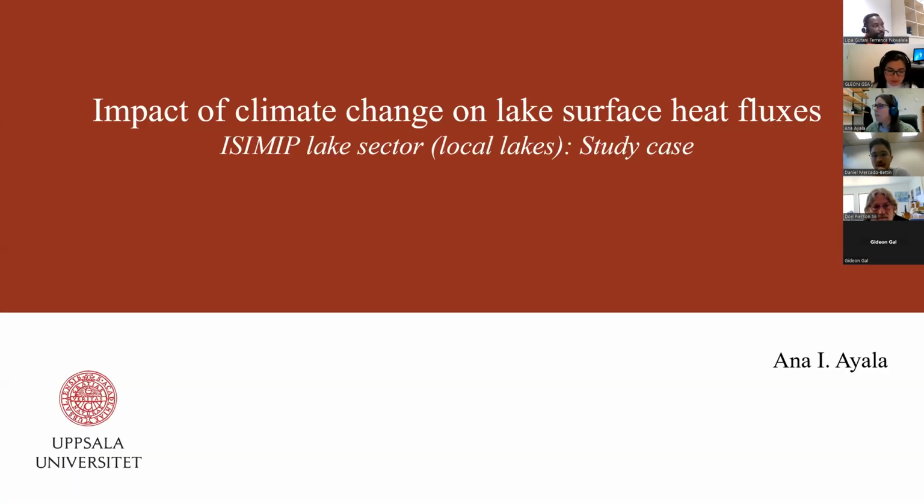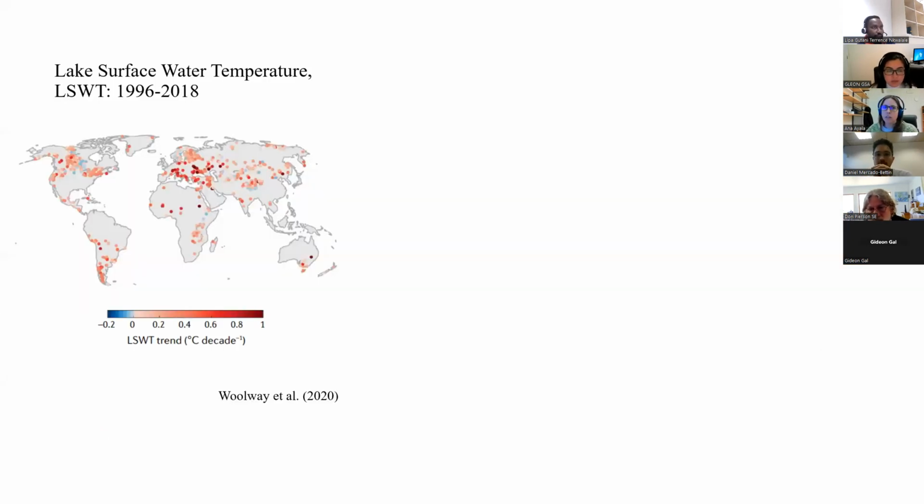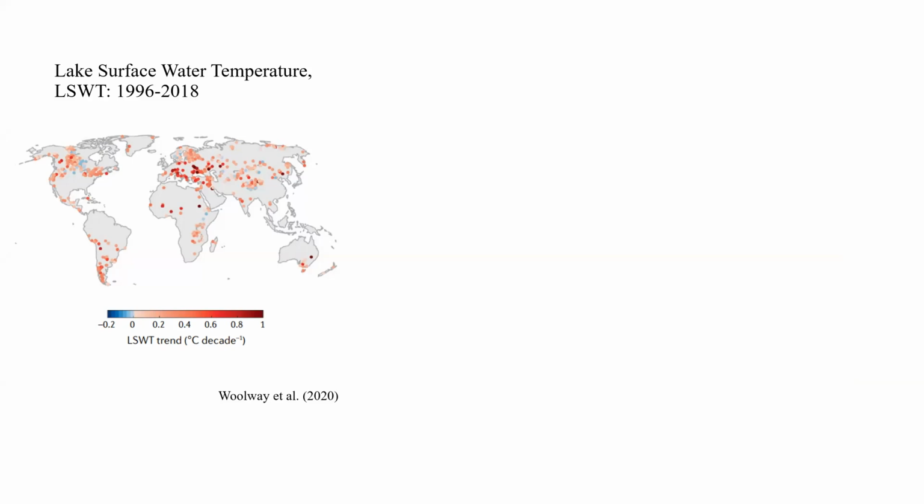So good afternoon, everyone. Today, I will show some results from the ISIMIP lake sector involving local lakes, assessing the impact of climate change on lake surface heat fluxes. So lakes are considered as sentinels of climate change, and the primary observed physical consequence of climate change on lakes is warming surface water temperature. So the process of lake mixing and stratification, including how lakes respond to climate and to climate change, is primarily controlled by turbulent and radiative exchange of heat between the lake surface and the atmosphere.